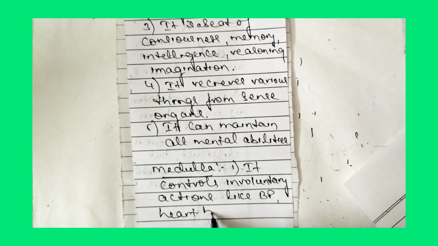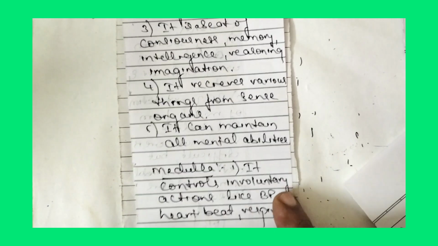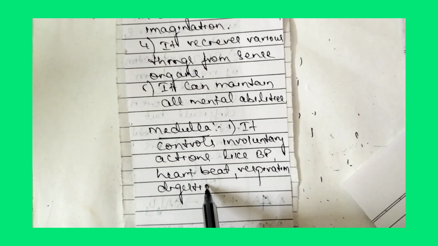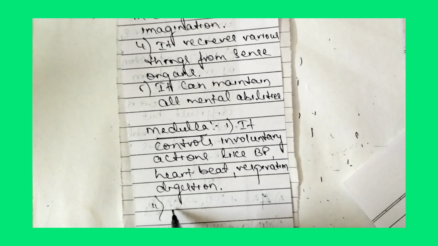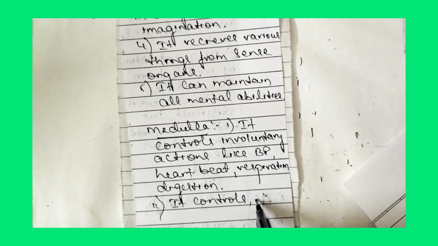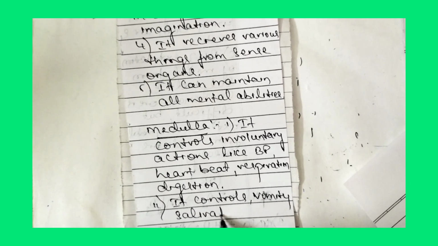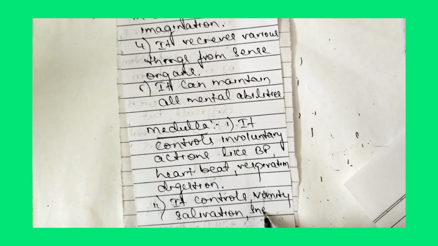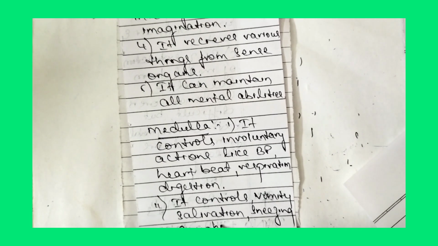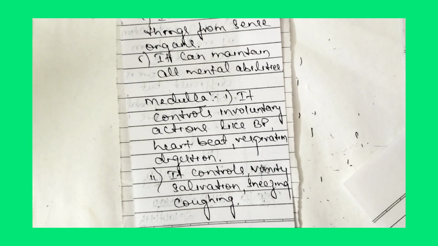heartbeat, respiration, then digestion. Then the second function of medulla is it controls vomiting, salivation, sneezing, then coughing. So these are the functions of medulla.